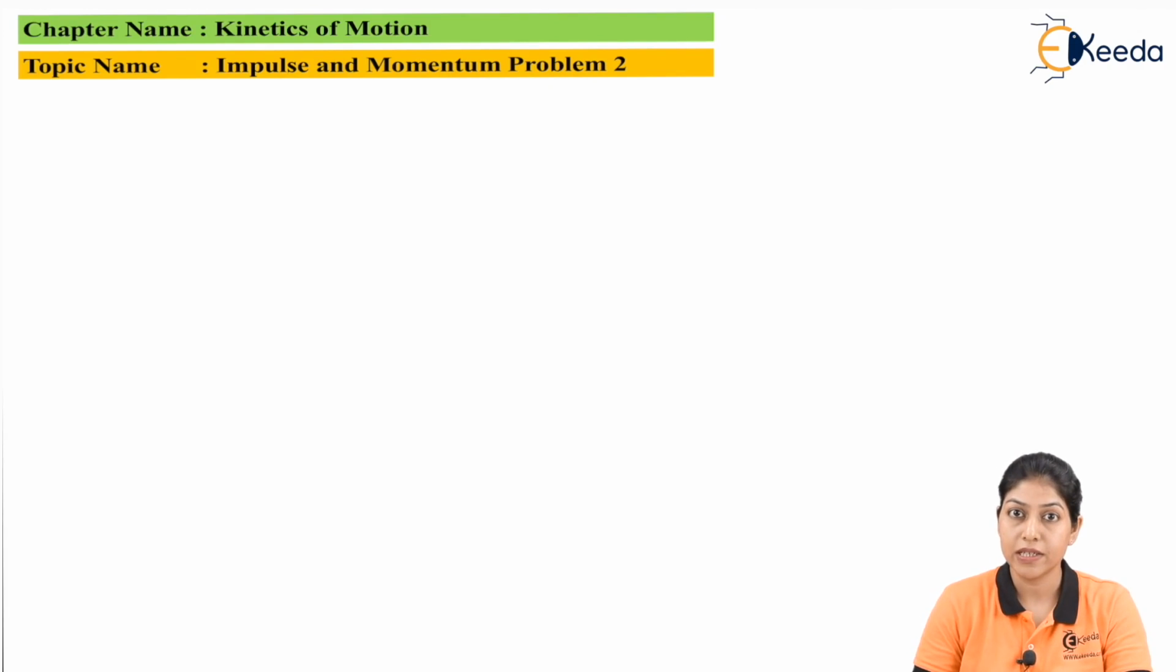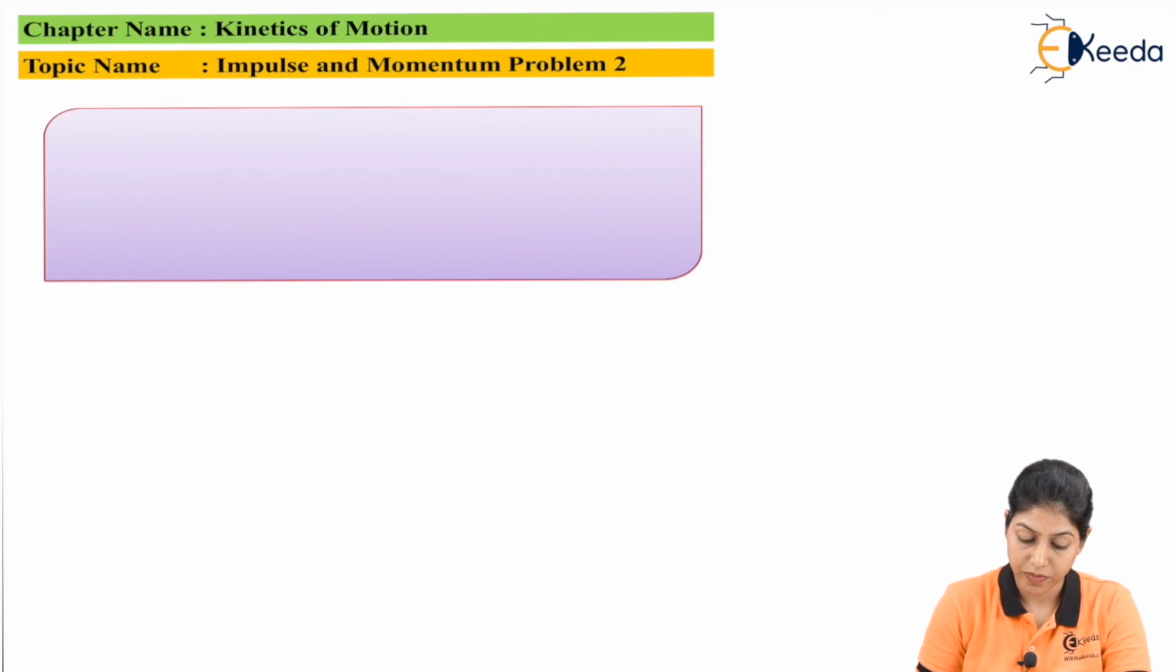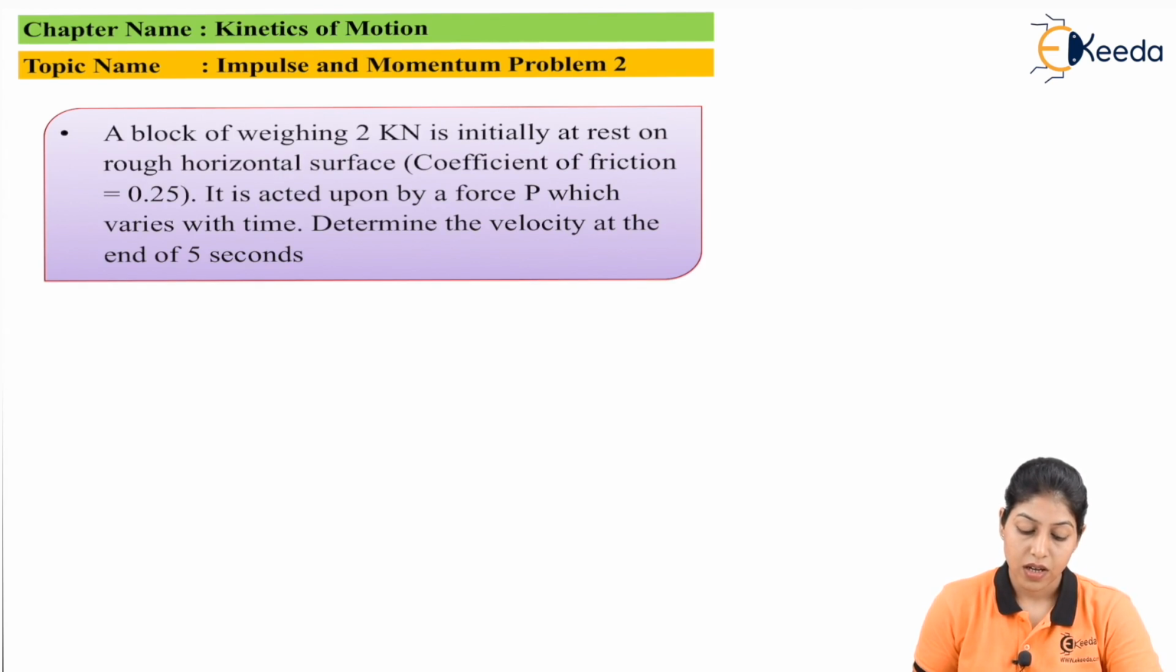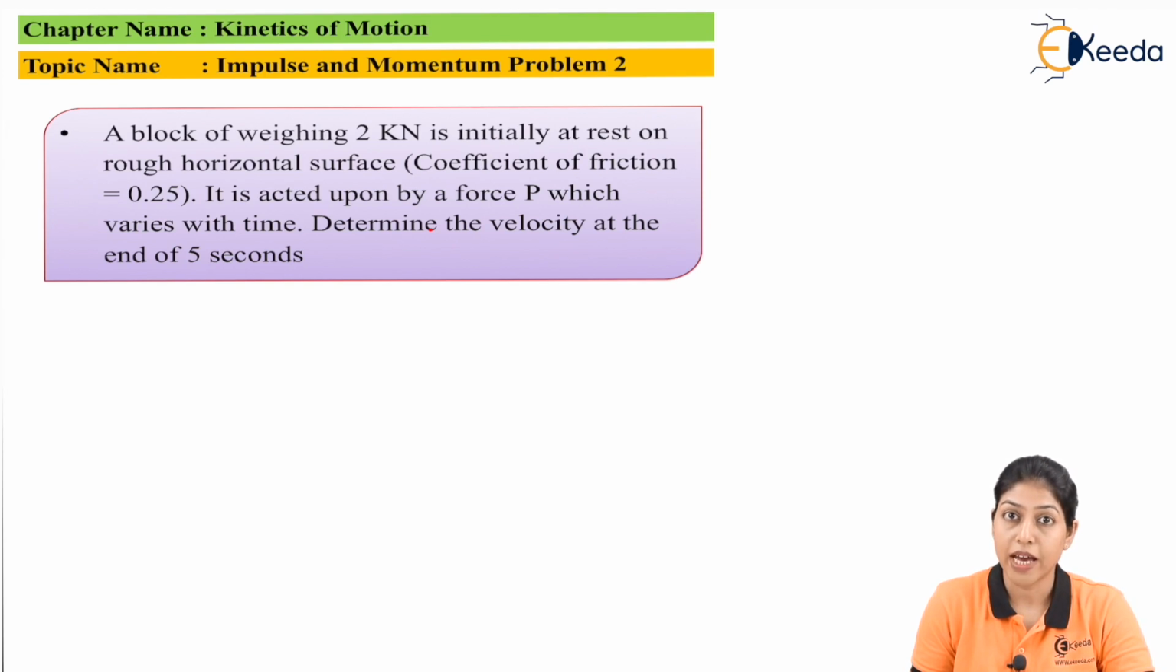And the numerical is: a block weighing 2 kilonewton is initially at rest on a rough horizontal surface. The coefficient of friction for this particular condition is given as 0.25. It is acted upon by a force P which varies with time. Determine the velocity at the end of 5 seconds.